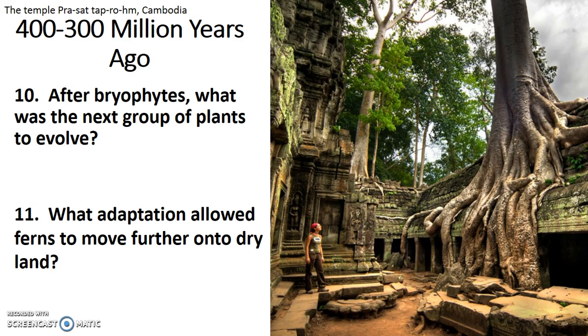This is Temple Prasat Ta Prohm, and it's in Cambodia. And this temple isn't 450, 500 million years old. It's not even close. It's only a couple thousand years old. But this temple is actually a pretty good hint as to what happened when ferns evolved. Ferns come on the scene about 400-ish million years ago. And ferns have something that mosses don't. They have roots, true roots.